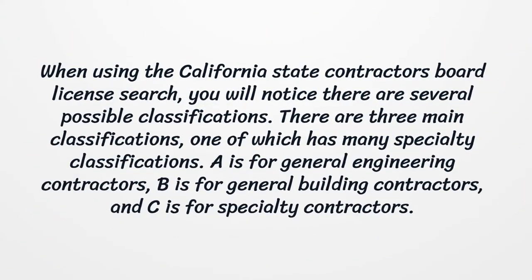When using the California State Contractors Board License Search, you will notice there are several possible classifications. There are three main classifications, one of which has many specialty classifications. A is for general engineering contractors, B is for general building contractors, and C is for specialty contractors.